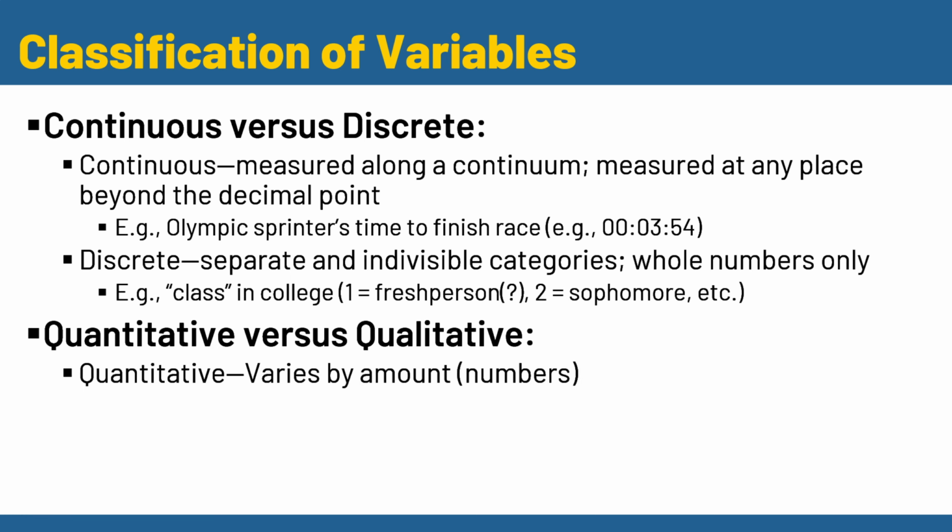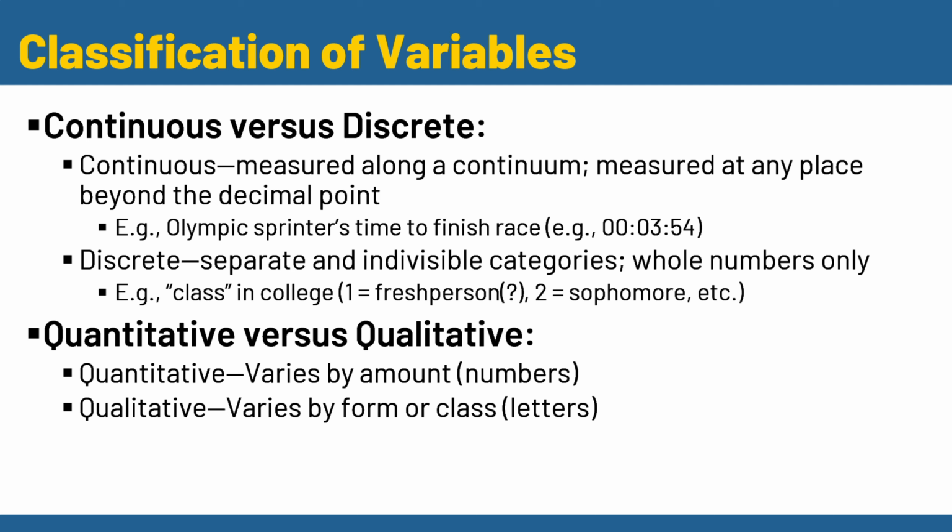Quantitative versus qualitative, what I was getting at earlier. Quantitative, if you think quantitative, quantity, like the quantity of something. In this case, a variable varies by some sort of amount or a number. Qualitative, you think like the quality of something. In this case, it varies by form or class, like letters. Yeah, I guess probably poor choice of words. That's not to be confused with discrete. Discrete, we're still using numbers and we're categorizing things. I think a better term there would be like content.